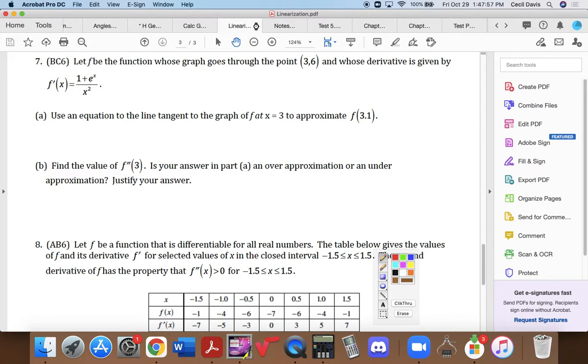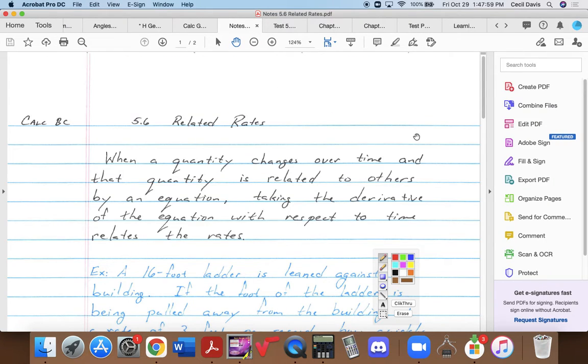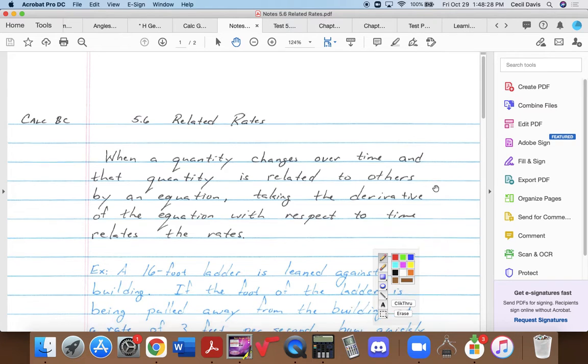All right. So today we start related rates. This is an application of the derivative. Basically, if you have a quantity that changes over time, and it's related to some other quantities by an equation, then if you take the derivative with respect to time, you relate the rates. What is the rate of change of this one over time? What is the rate of change of this variable over time? So let's take a look.